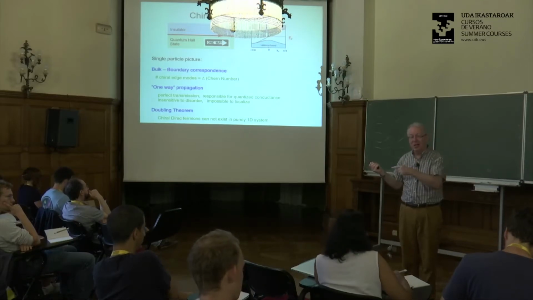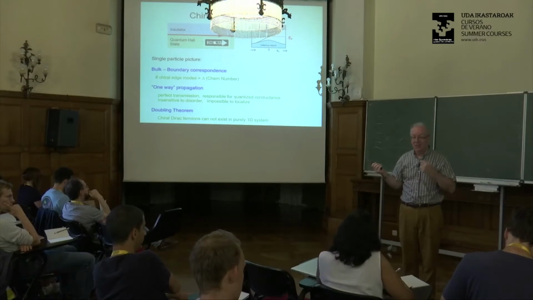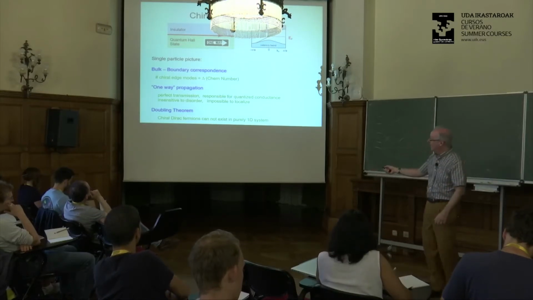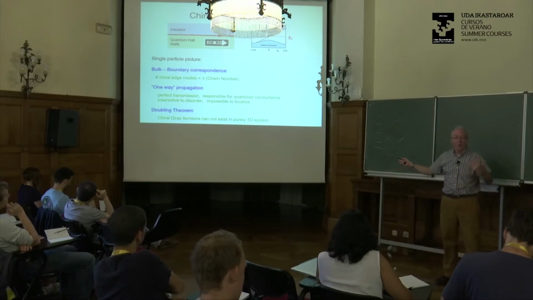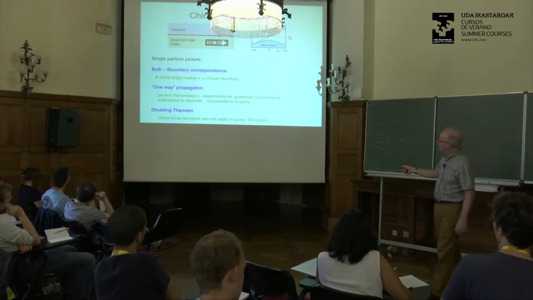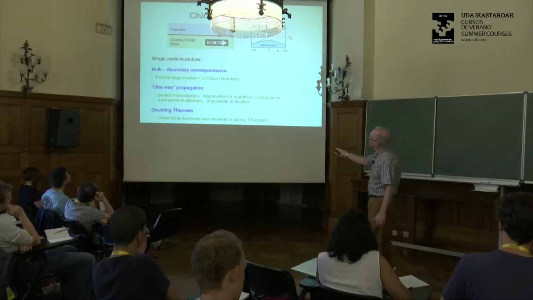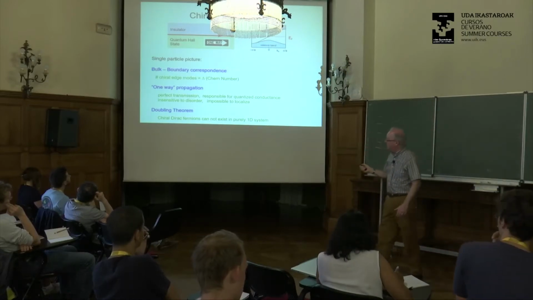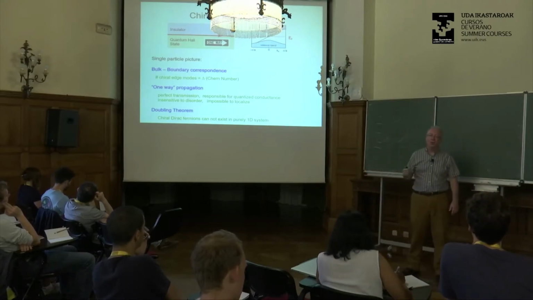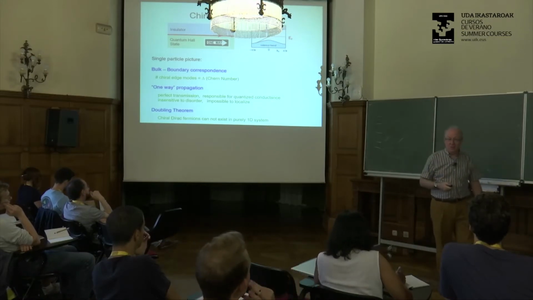Okay, and so these chiral edge states evade that because it's impossible to localize them. And so that's one of the beautiful things about them. Now another thing about these chiral edge states is that they are impossible to have by themselves.